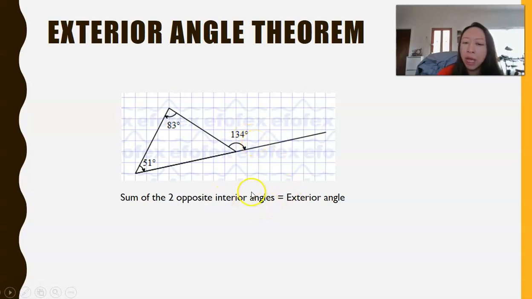Interior angles are the angles that are inside the triangle, if that makes sense. And the exterior angle is the one that's outside of the polygon, if that makes sense.